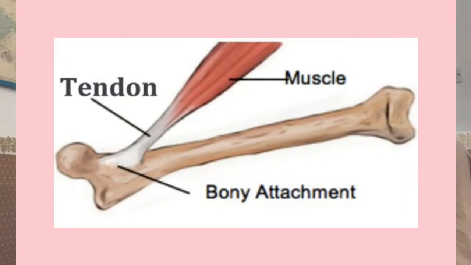The skeletal muscles are attached to the bone by a fibrous connective tissue called tendon. As the tendon shortens, it contracts the muscle. As you can see, here is me flexing my arms.